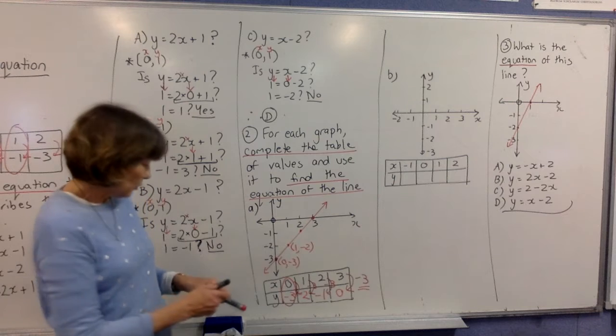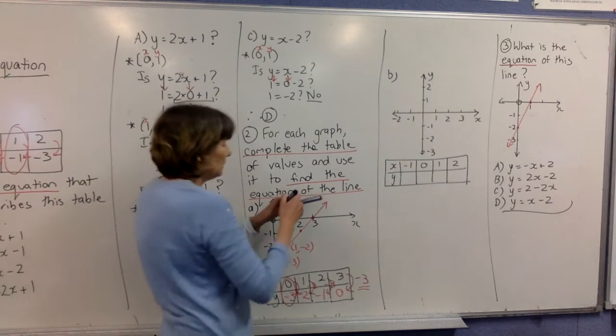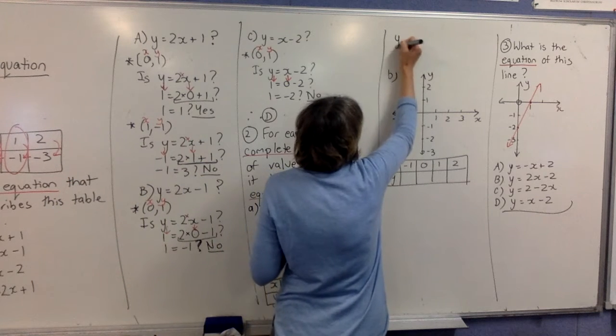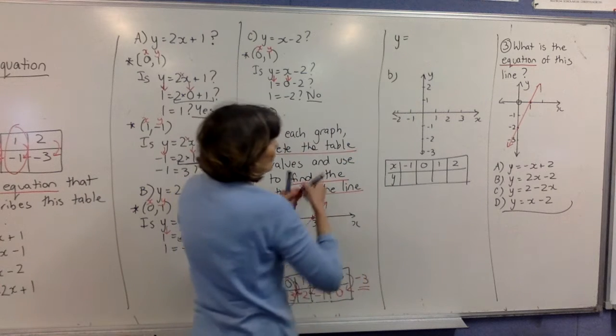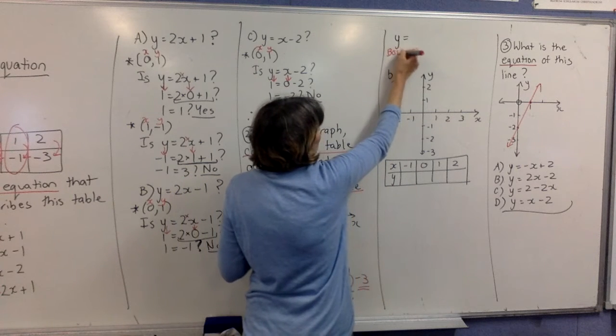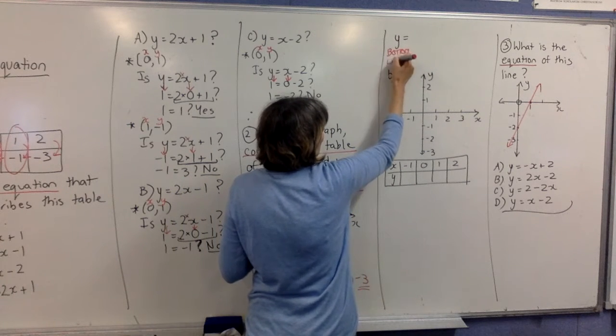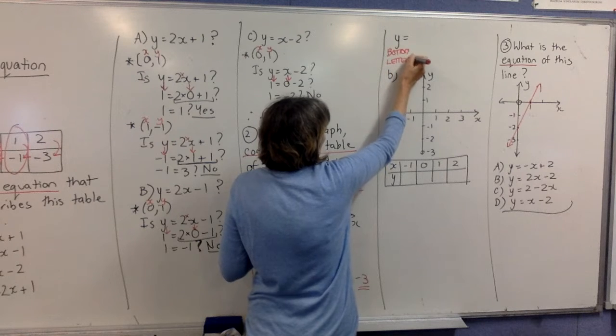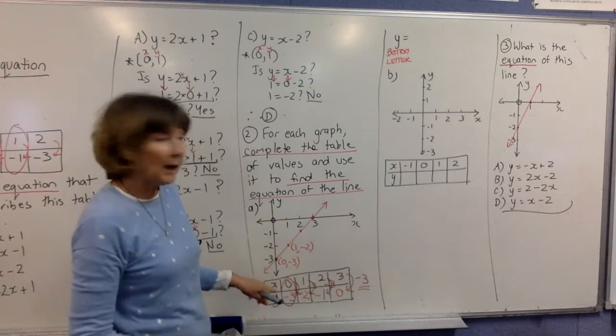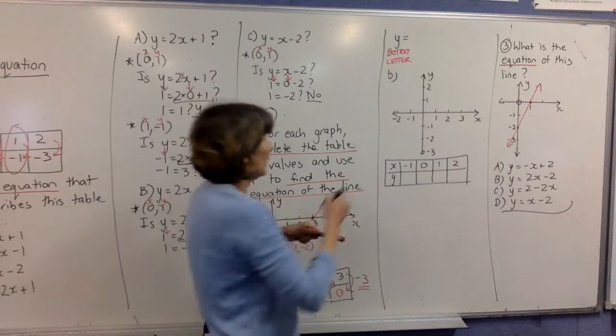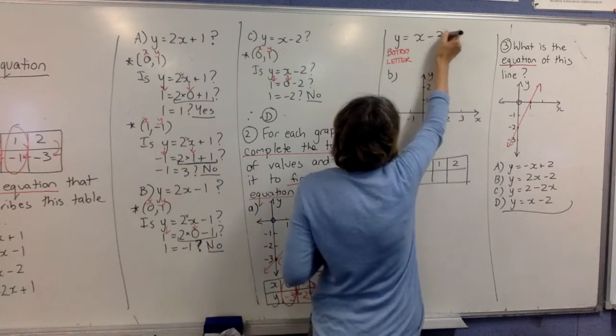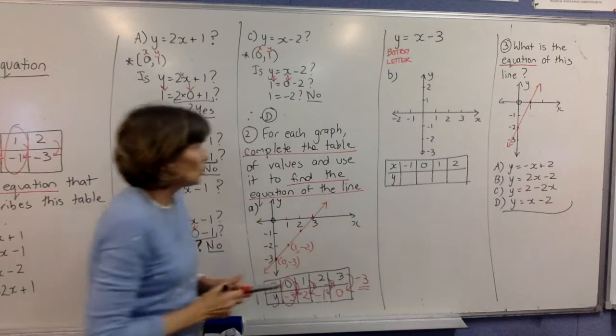So we write our rule down starting with our bottom letter. Our bottom letter is Y, so make sure you always start your rule with your bottom letter. Okay, and what are we doing? We're taking the X and we're subtracting 3.